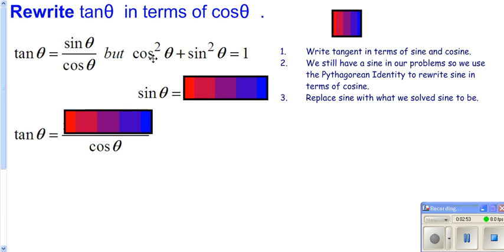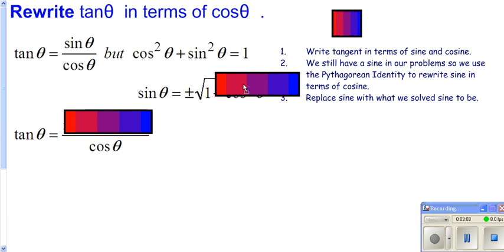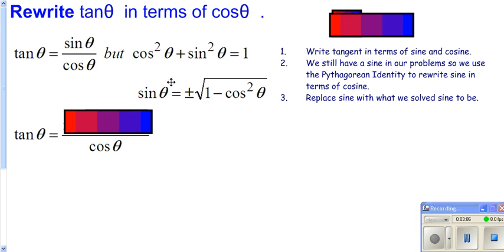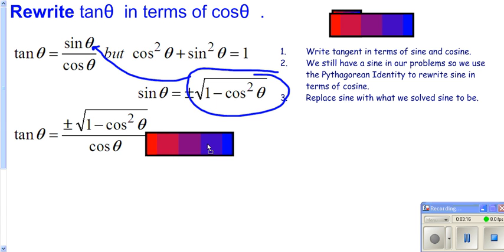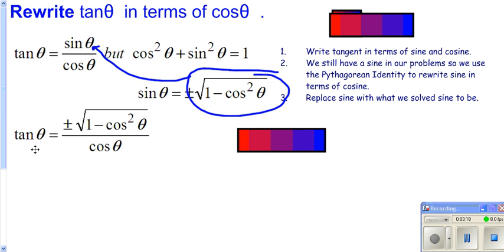So that's where our other Pythagorean theorem identity comes into play. We'll need to go ahead and solve this for sine. So we'll subtract the cosine squared from both sides, and then we'll have to take our square root. All we're going to do then is go ahead and take this right here and substitute it in. And that's what we're going to get for our answer. We now have our tangent written only with cosines.